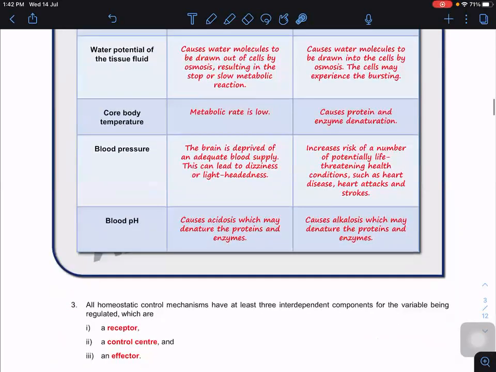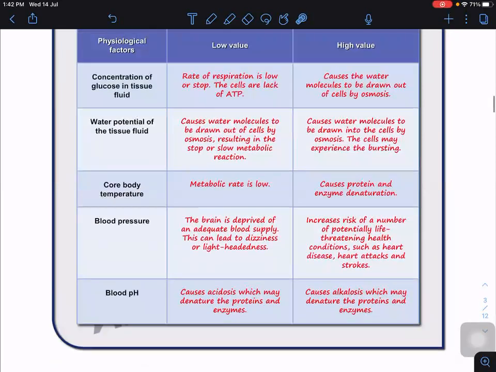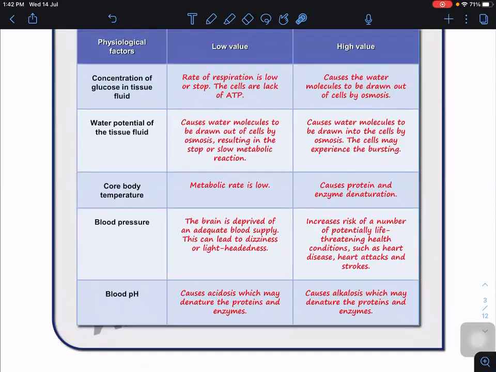Okay. Blood pressure. If blood pressure is too low, try to imagine that the blood may not be able to reach your brain. It may cause dizziness. Some parts of your body may not have adequate blood supply. But if the value is too high, what will happen? It may rupture our capillaries. Let's say it ruptures the capillary in the brain. It may cause a stroke. Or the rupture of the capillary may cause heart disease and also heart attack, because your blood pressure is too high. So it increases the risk of potentially life-threatening health problems.